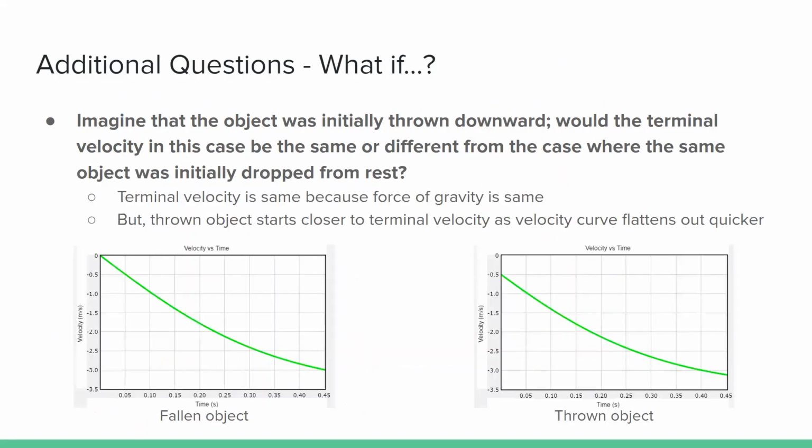And what if? Regardless of if the eraser was dropped or thrown down, its terminal velocity would be the same because the force of gravity will always be the same, and therefore the force of drag needed to counteract it would also be constant. However, the thrown object is closer to achieving terminal velocity at the beginning of its motion as the velocity curve flattens out quicker, as we can see in the graph on the right that represents velocity, when the initial velocity does not equal 0, therefore meaning that the object was thrown.